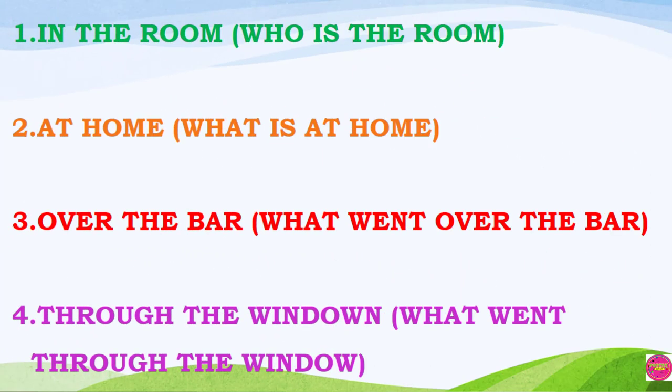Example 1. In the room. You may be tempted to ask the question, who is in the room? Example 2. At home. You may be tempted to ask, what is at home? Example 3. Over the bar. Here again, you may be tempted to ask, what went over the bar? Example 4. Through the window. One may be tempted to ask, what went through the window?